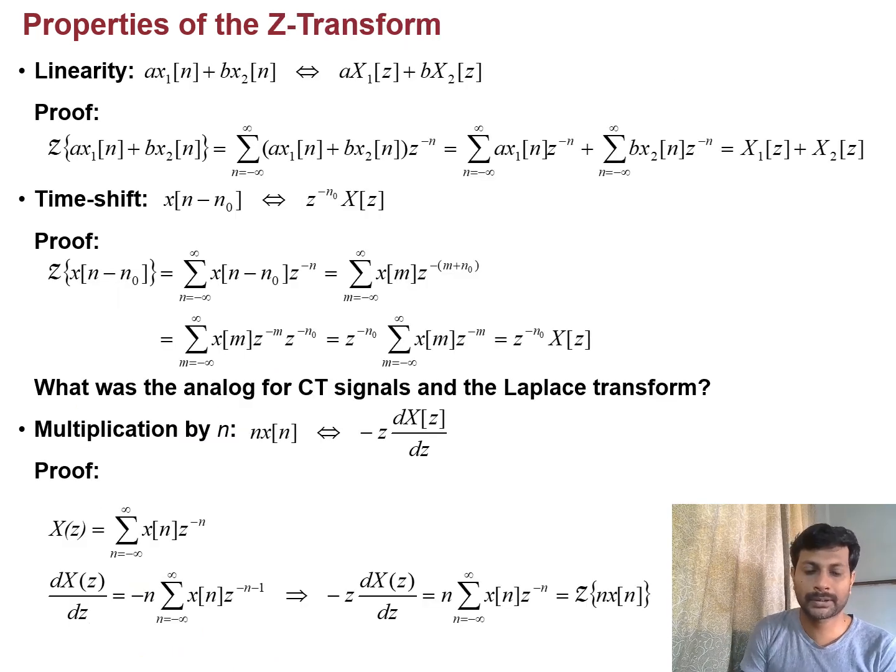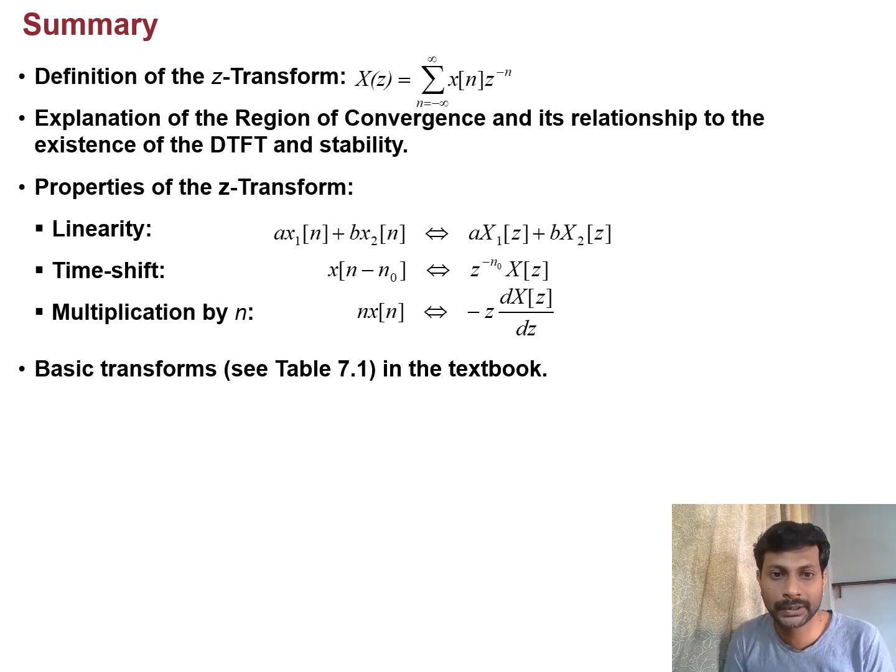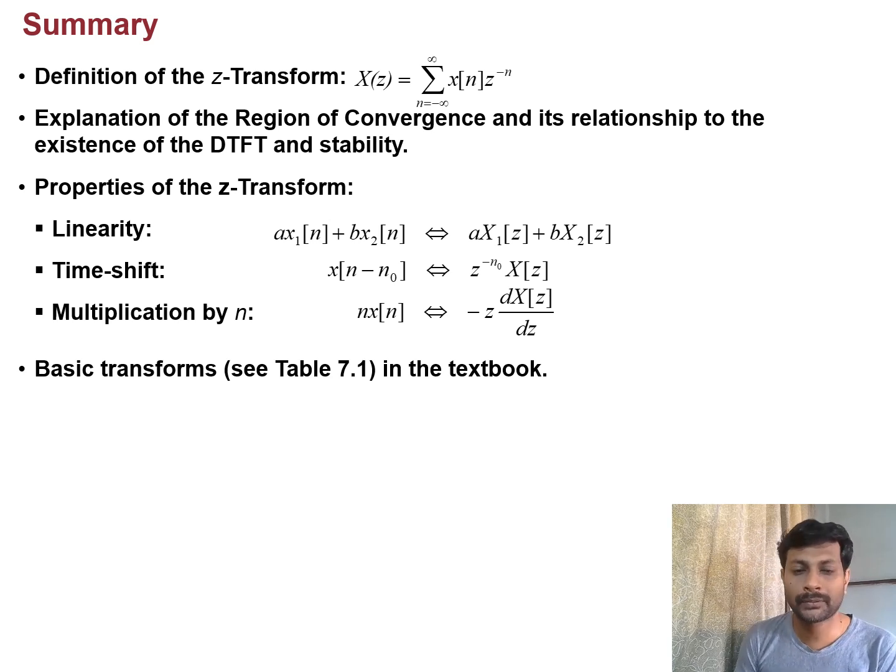Now properties of z transform. We will discuss the properties of z transform in the next class. Let us get the summary once again. Definition of z transform: X(z) is equal to summation n equal to minus infinity to infinity x[n] z to the power minus n. Then the explanation of ROC, that is region of convergence, and its relationship to the existence of DTFT and stability, which is already shown.